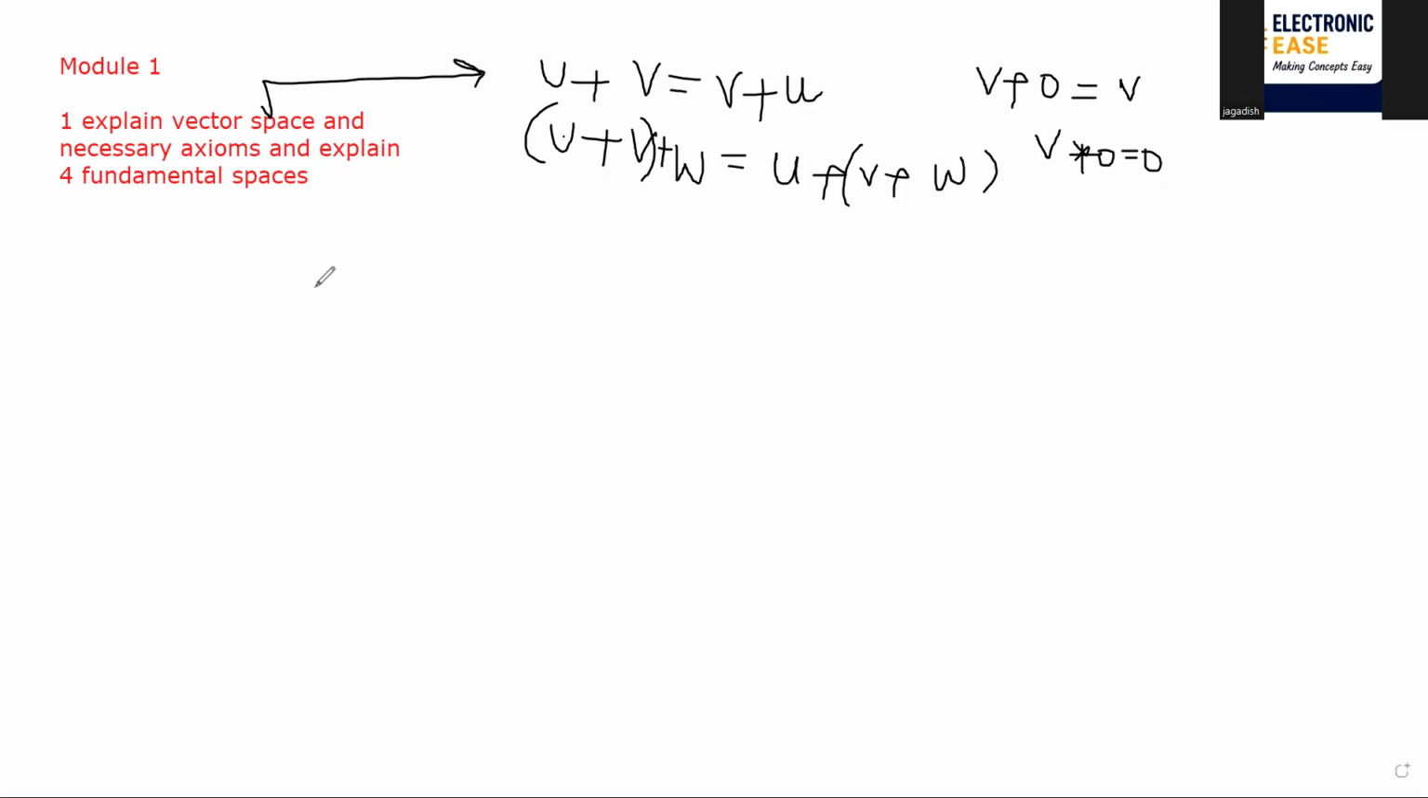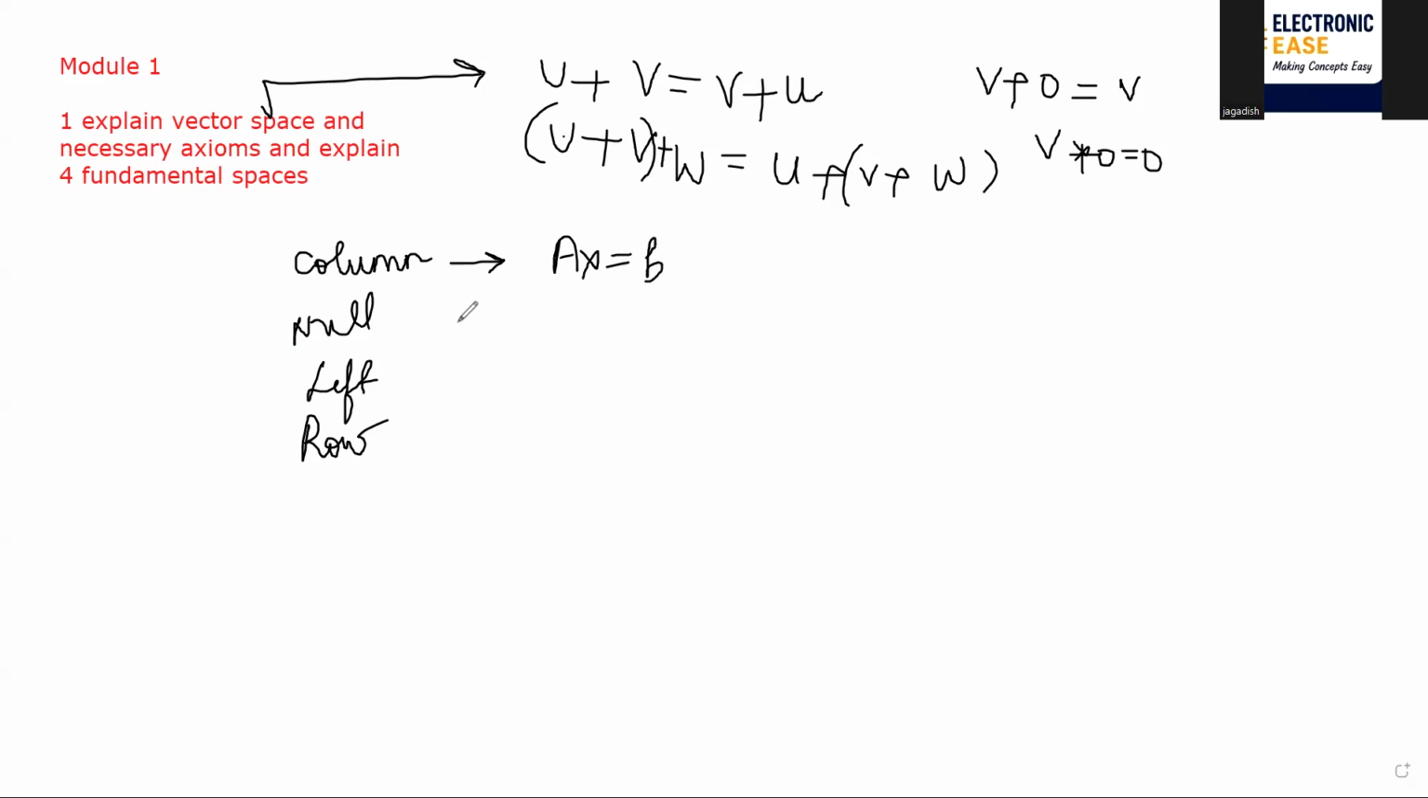What are the four fundamental spaces, students? That is the column space, null space, left null space, and row space. So what is the meaning of column space, students? It is the set of all linear combinations of columns of A, and it is represented by AX equal to B. This is the column space.